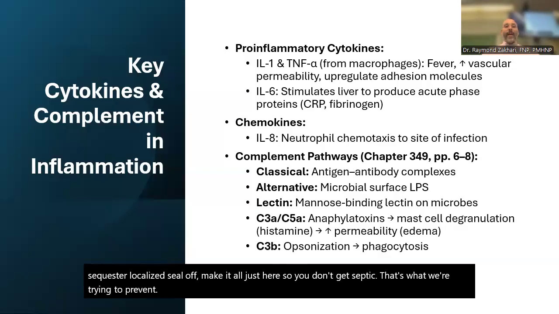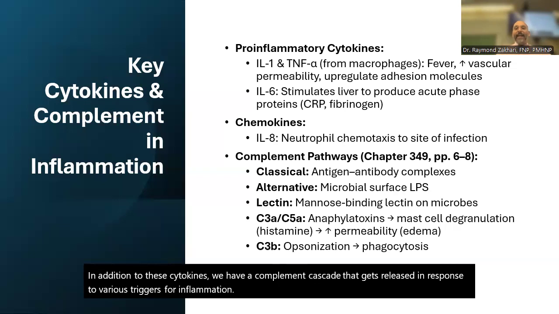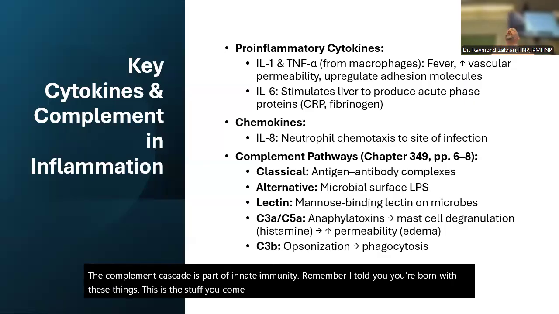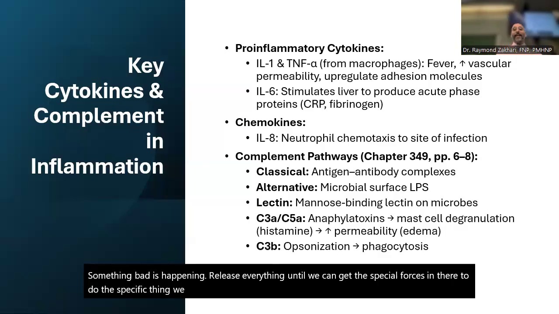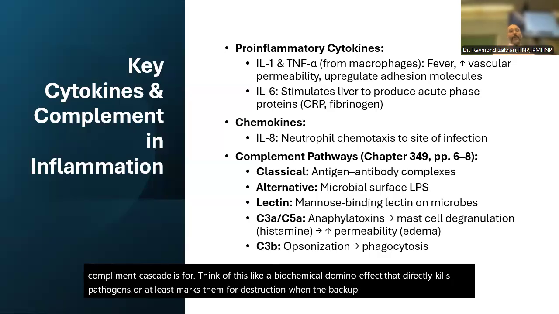In addition to these cytokines, we have a complement cascade that gets released in response to various triggers for inflammation. The complement cascade is part of innate immunity. Remember, I told you you're born with these things? This is the stuff you come with. It's the initial "something bad is happening, release everything" until we can get the special forces in there to do the specific thing we need done. This is part of the large invasion. That's what the complement cascade is for. Think of this like a biochemical domino effect that directly kills pathogens, or at least marks them for destruction when the backup brigade, the adaptive immunity, comes in.